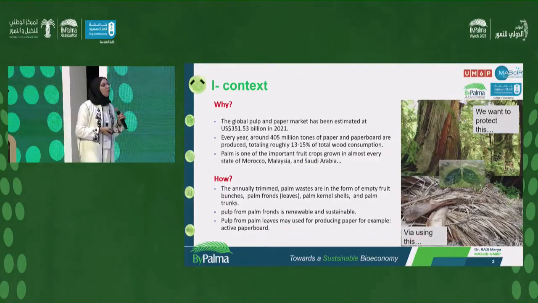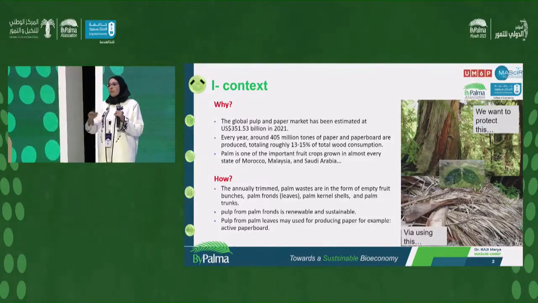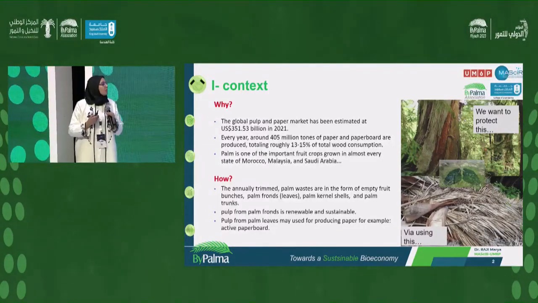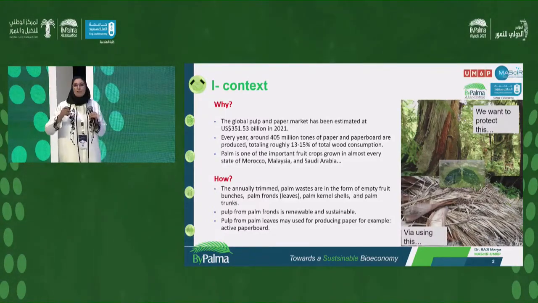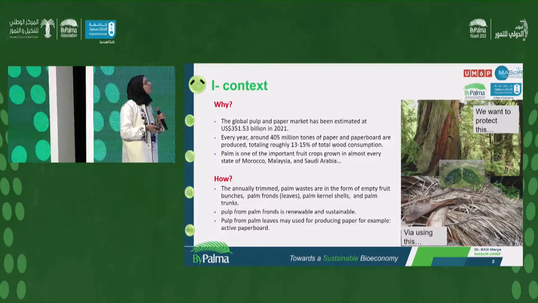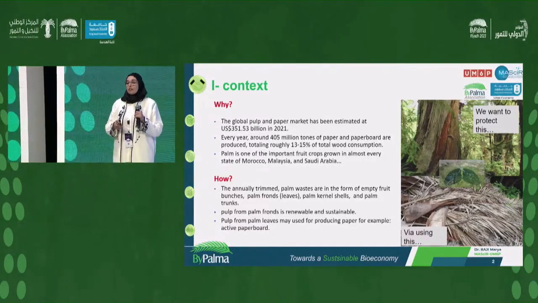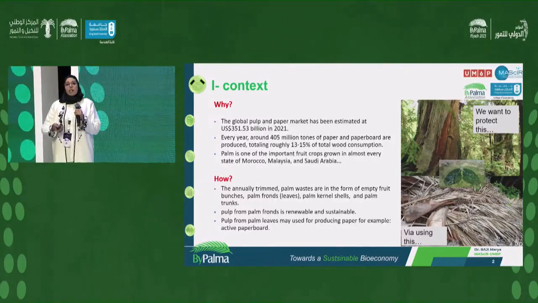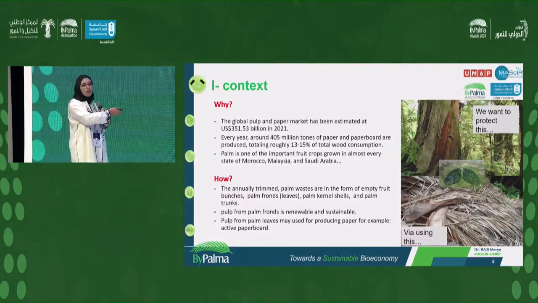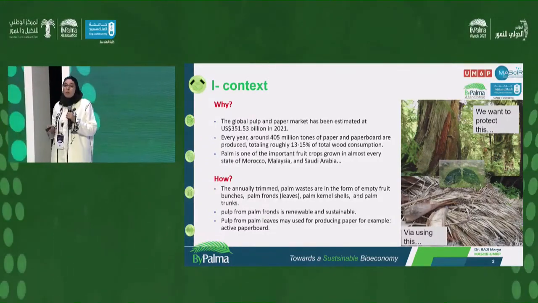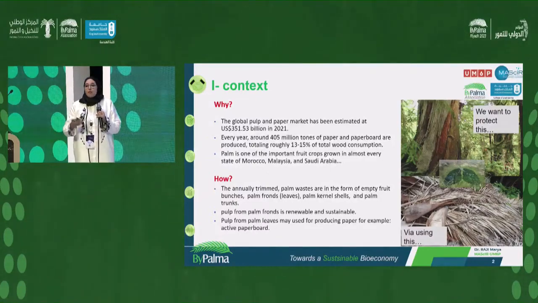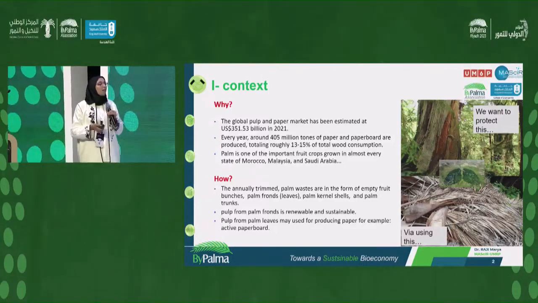As you know, our forest, which acts like the earth's lungs, is disappearing very fast because we use paper in a huge amount, around 405 million tons. On the other side, we have palm waste in huge quantity in different forms, like branches, fronds, or leaves. So we must move away from relying on the tree for producing paper by using palm biomass, exactly palm leaves.